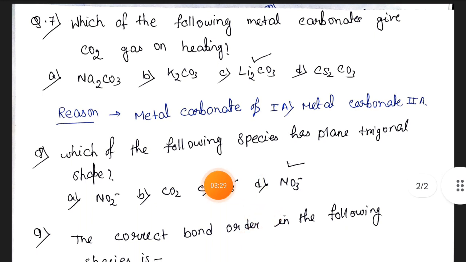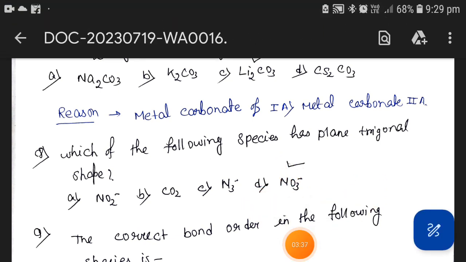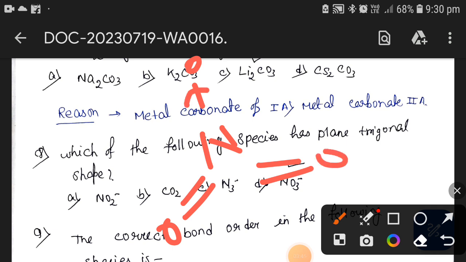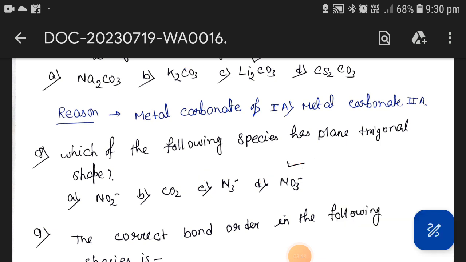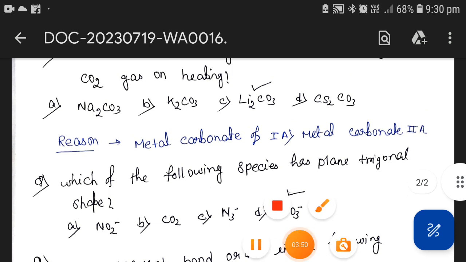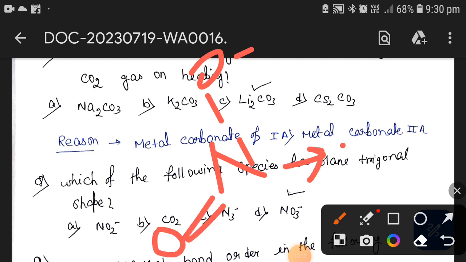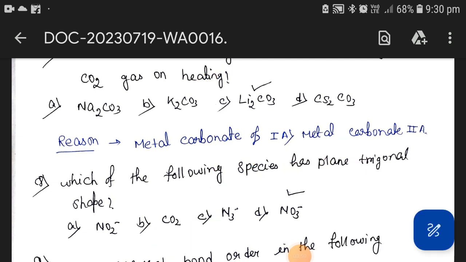Next, which of the following species has a planar trigonal shape? For the NO3 species, it is planar trigonal. You can see the structure is this. Basically this is planar trigonal. This type of structure is given.